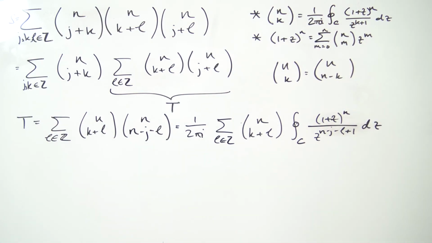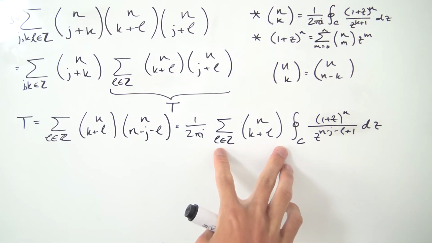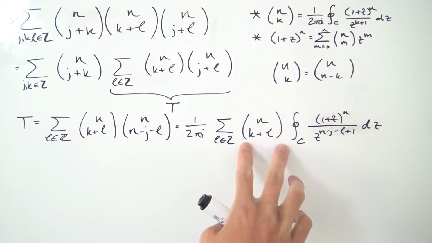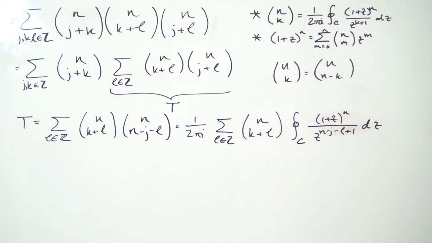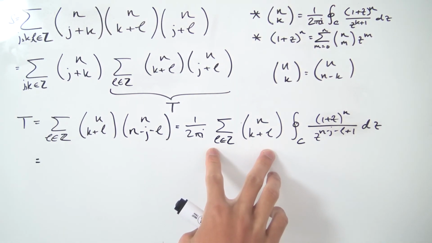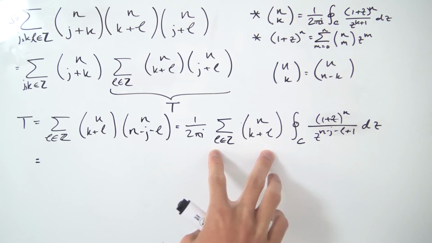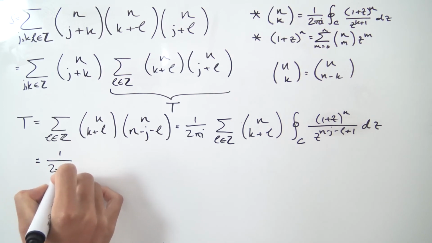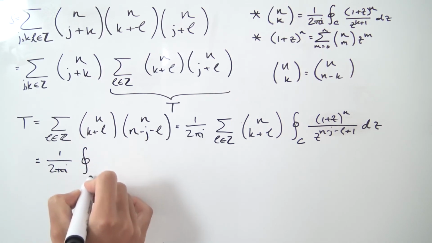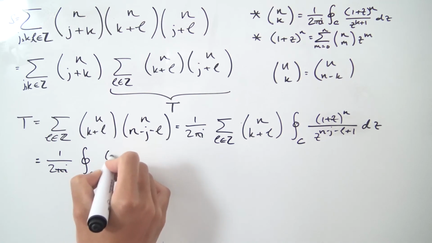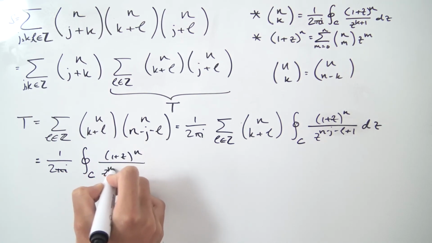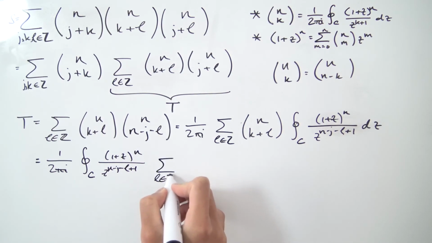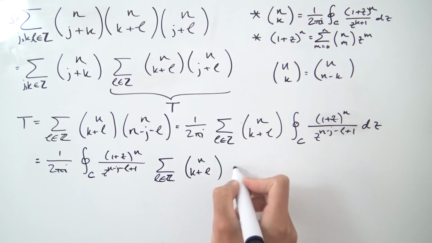Now, what I'm going to do is move this whole sum into the integral, including this binomial coefficient, because it's independent of z. Notice technically this would just be a finite sum, so we have no problems putting it into the integral. So this becomes 1 over 2 pi i, and then we have the contour integral over C of 1 plus z to the n minus j minus L plus 1, and then we have the sum over L of n choose k plus L, and then a dz.